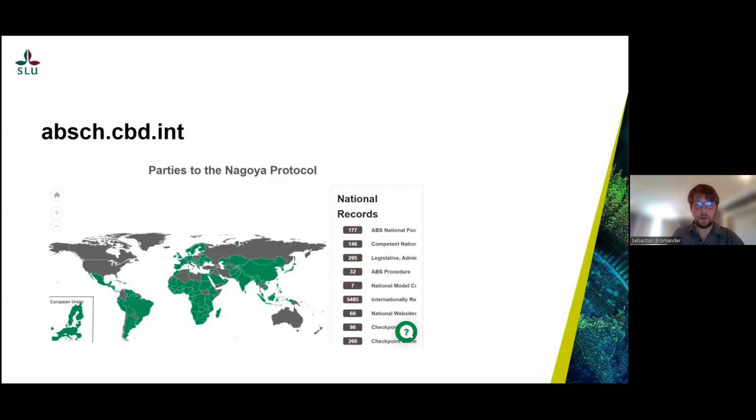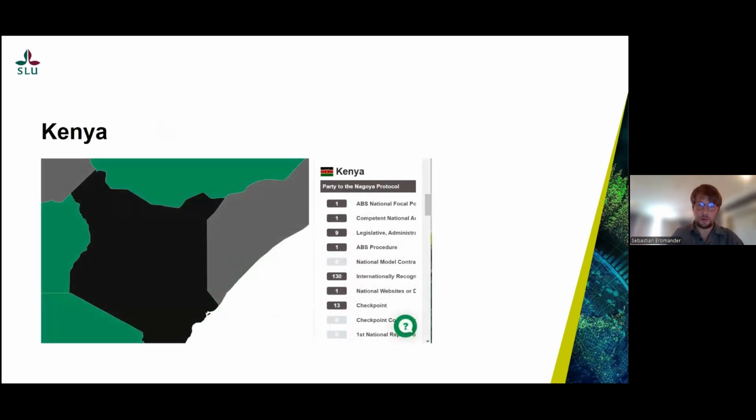And what you can do, I'll show the next picture, is click on the country where you're going to get your material from. I used Kenya as an example, since I've been working with it a couple of times. If you click on that country, to the right you see contact information for the ABS national focal point. Probably there's an email address there, and there are even telephone numbers.